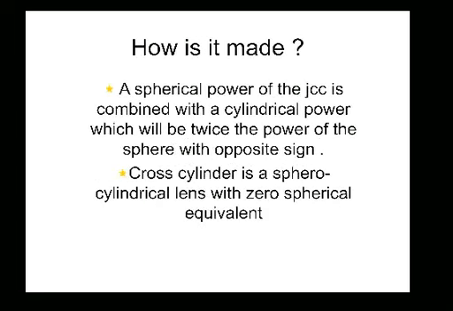And how is it made? A spherical power is combined with a cylindrical power which will be twice the power of the sphere with opposite sign, and the spherical equivalent of the cross cylinder will be 0.